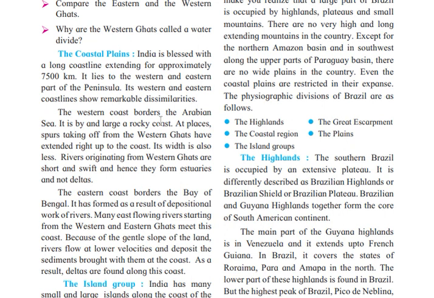The western coast borders the Arabian Sea, and it is a large rocky coast. At places, spurs taking off from the Western Ghats have extended right up to the coast. Its width is also less. Rivers originating from the Western Ghats are short and swift, and hence they form estuaries and not deltas.